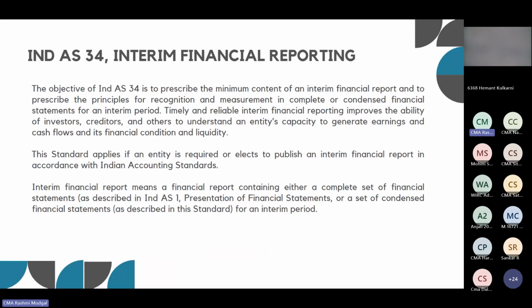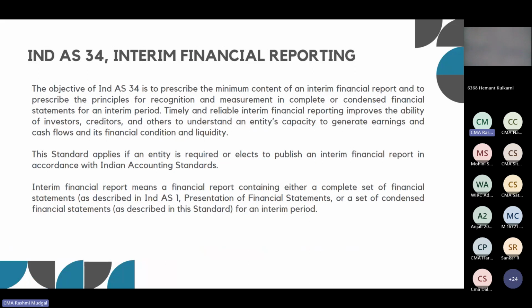Okay, the objective of Ind AS 34 is to prescribe a minimum content of interim financial reporting and to prescribe the principles of recognition and measurement for a complete or condensed financial statement for an interim period. It can be quarterly, it can be 6 months. Timely and reliable interim financial reporting improves the ability of investors, creditors, and others to understand the entity's capacity to generate earnings and cash flows, and its financial condition and liquidity.